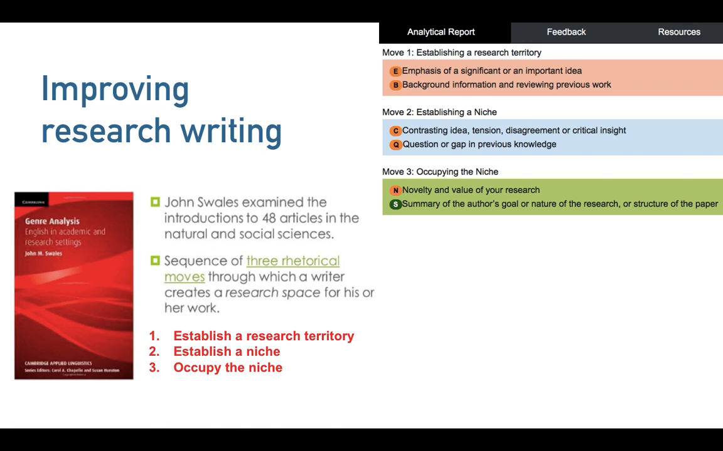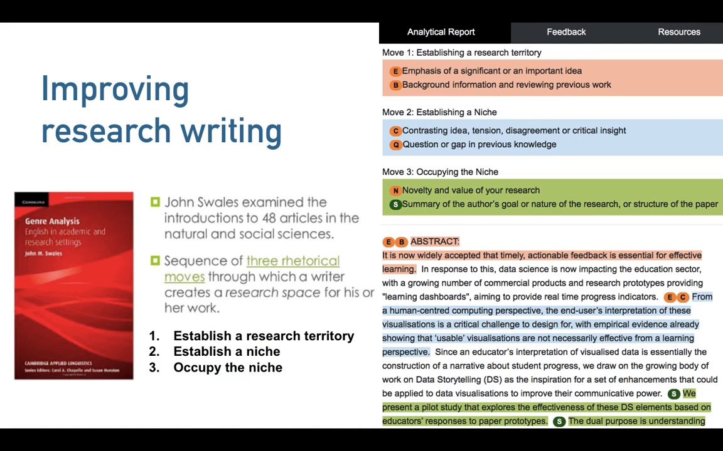And here's an example below. It's a canonically good abstract. It is now widely accepted that timely, actionable feedback is essential for effective learning. Hopefully we'd all agree about that. But the point is, that's the opening statement that says, this is a terribly important topic. That's why I'm investigating it.